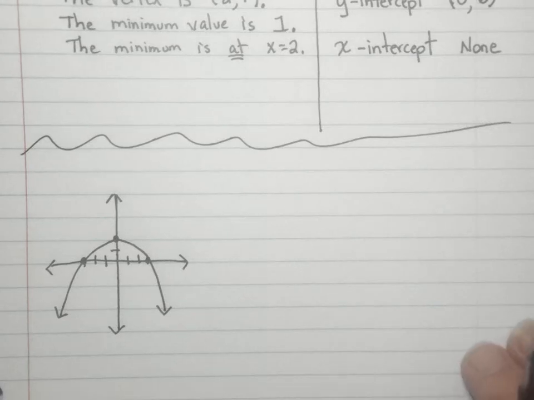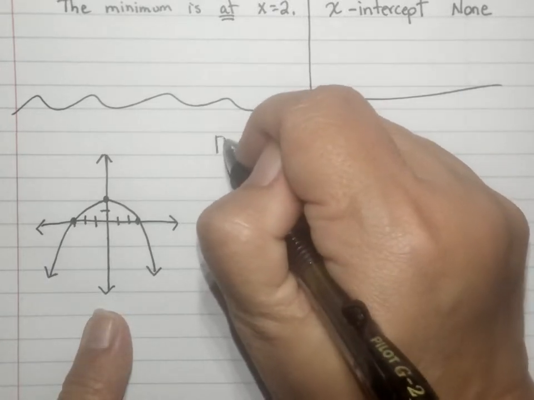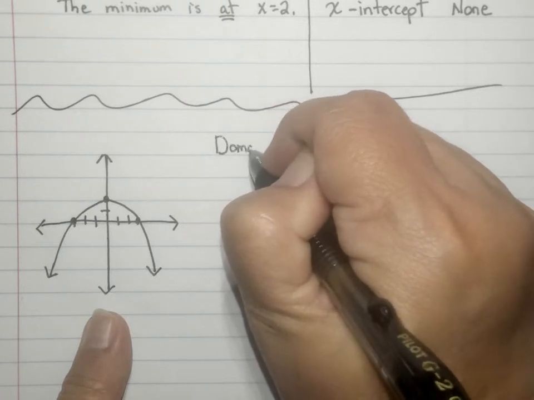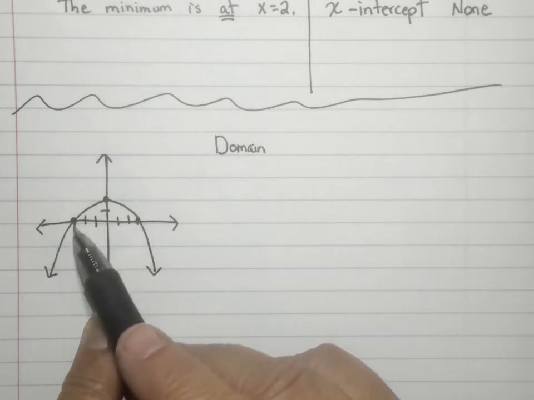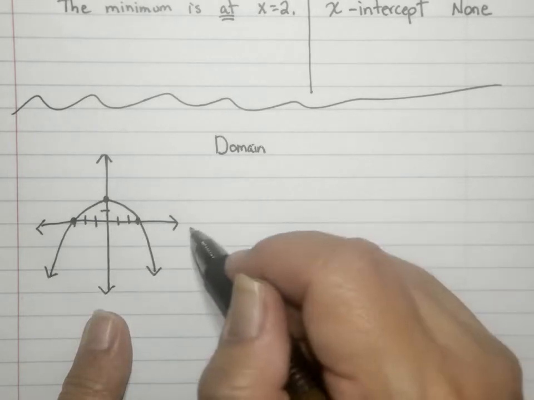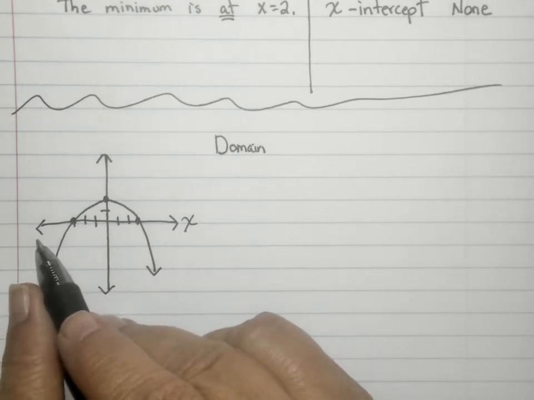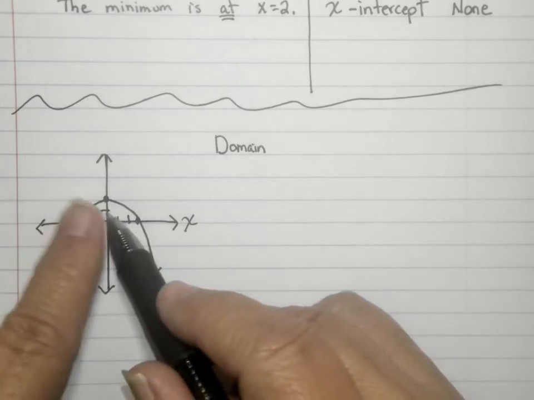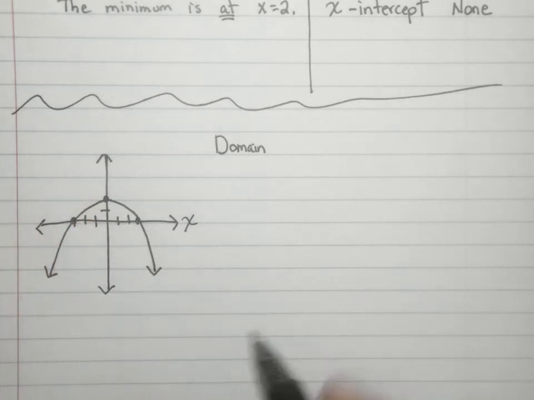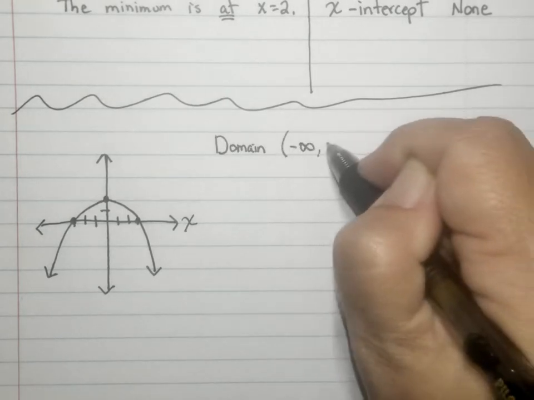Alright, so we're going to talk about the important characteristics of this graph. We're going to start with the domain. The domain is the x values. This is our x-axis. For the domain, we go from the left to the right, and these arrows, the graph is going to keep going and going and going. So the domain is negative infinity to infinity.